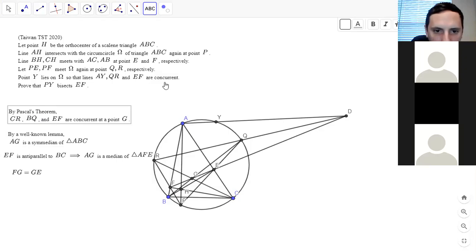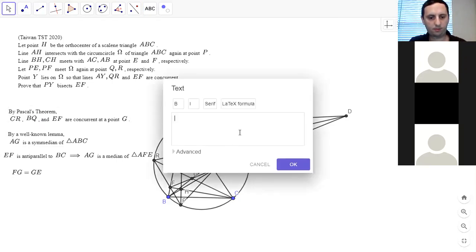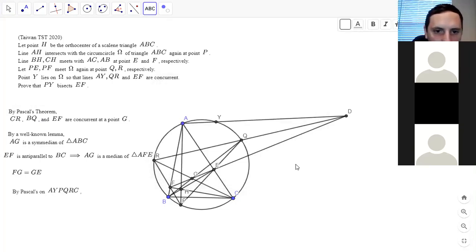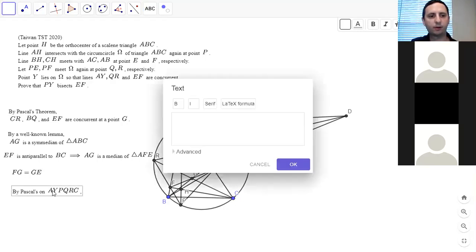AYPQRC. We would have Y, G, and P are collinear. So that would prove that Y, G, and P are collinear, right?